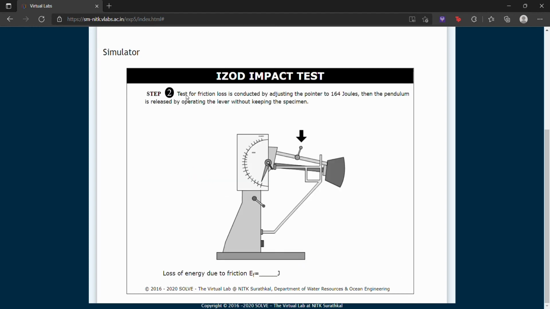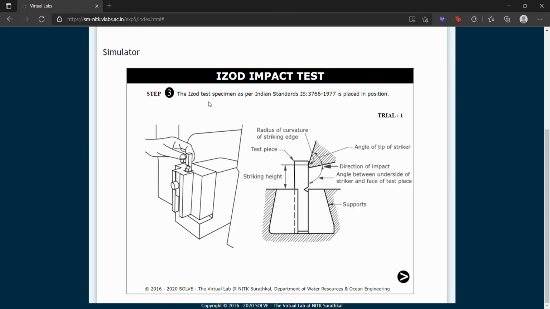Step 2. The test for friction loss is conducted by adjusting the pointer to 164 joules. Then the pendulum is released by operating the lever without keeping the specimen. We get that the loss of energy due to friction is 2 joules.